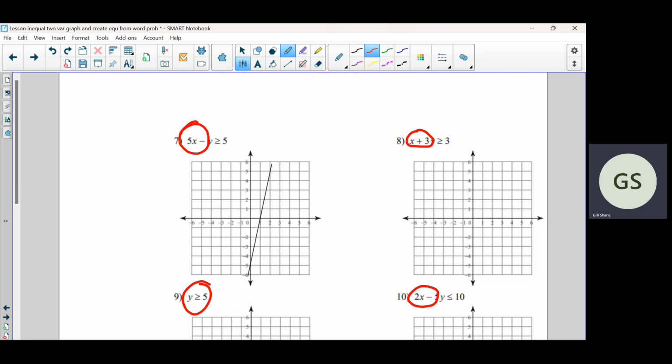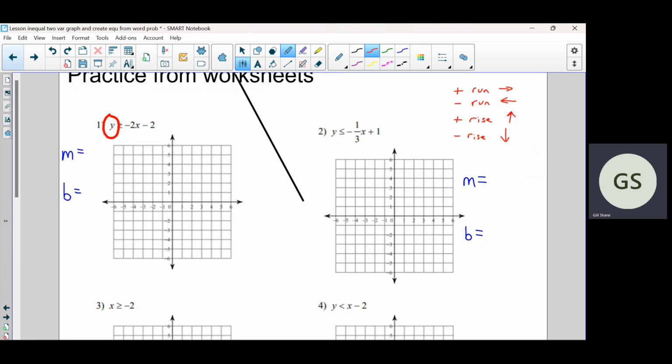So again, Y has to be all by itself. Like there, Y is by itself. Cannot do it in number 3. So we need to use the y-intercept and the slope. The y-intercept is the number all by itself, not with x. The slope is with x.